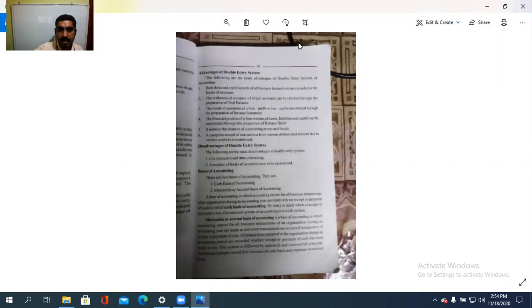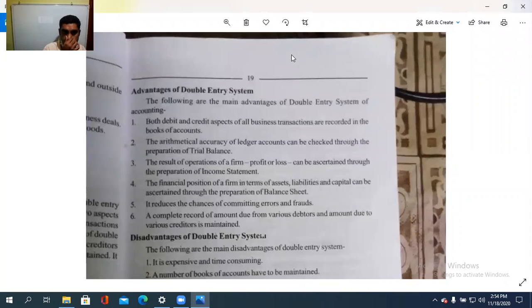So, advantages of a double entry system. The main advantage is that both the debit and credit aspects of all the business transactions are recorded in the books of account. That is the double entry. Means there should be a debit aspect, then the corresponding credit also should be there. So both the aspects need to be recorded. Both the debit and credit aspects of all the business transactions are recorded in the books of accounts.